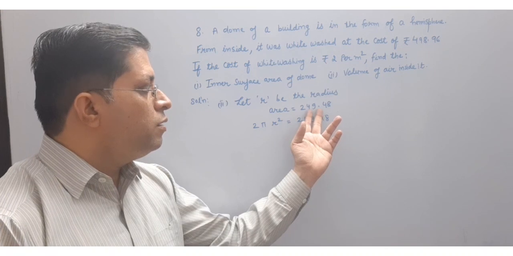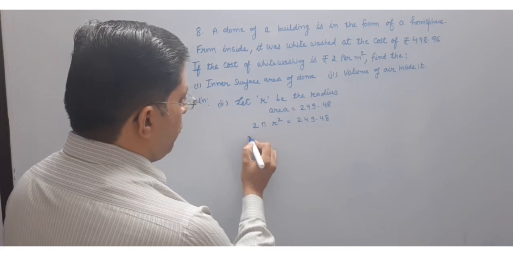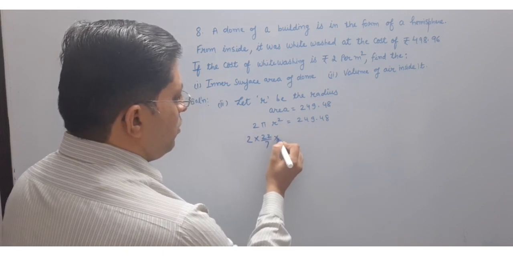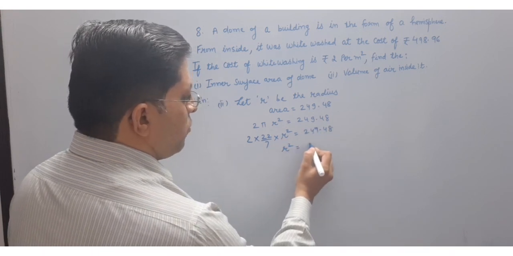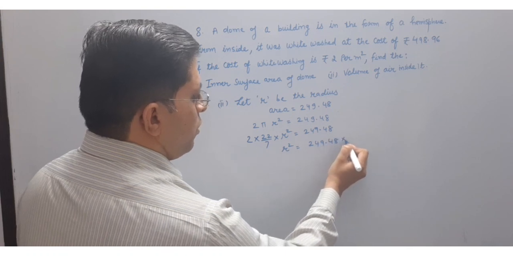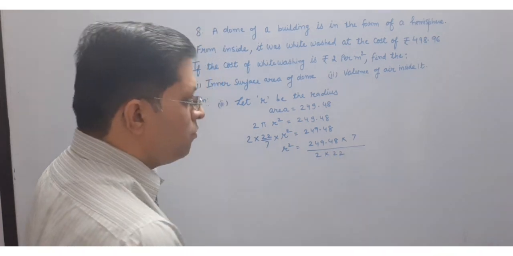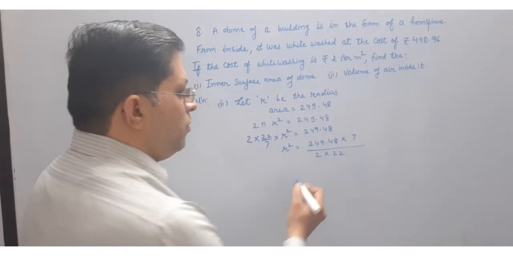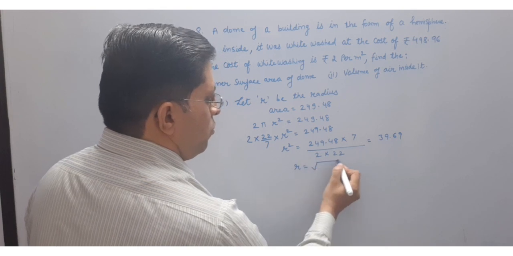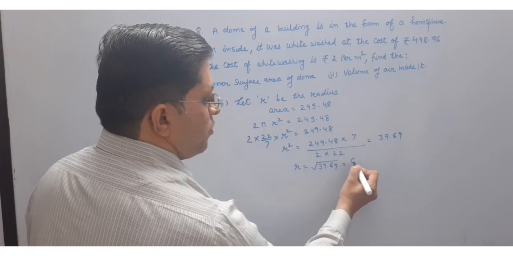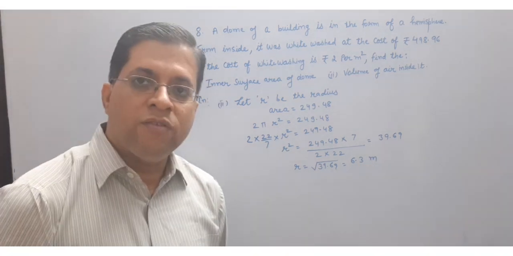And we got this area 249.48. So 2 pi r square is equal to 249.48, with pi as 22 upon 7. Then what will be r square? 249.48 into 7 upon 2 into 22. After solving, you will get 39.69, and the square root of 39.69 will be 6.3 meter. The radius of the dome you got here is 6.3 meter.